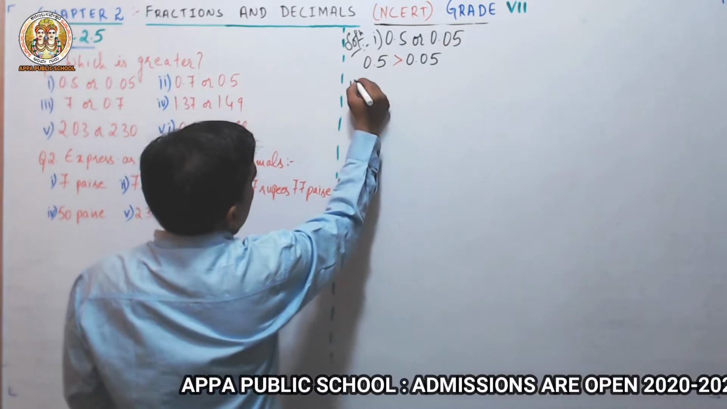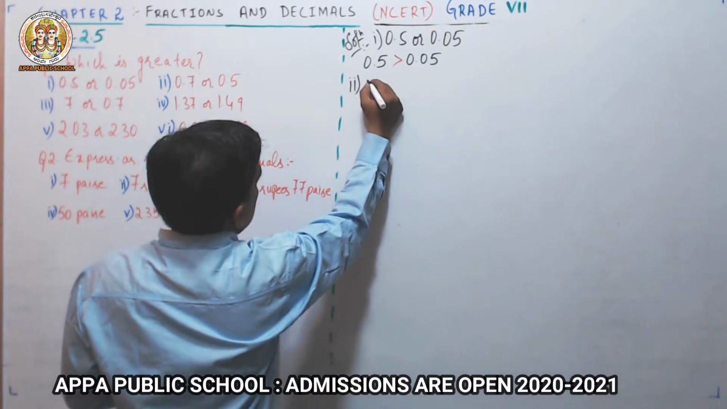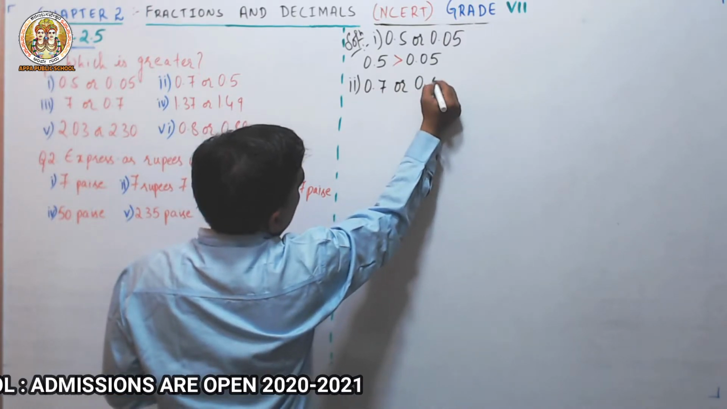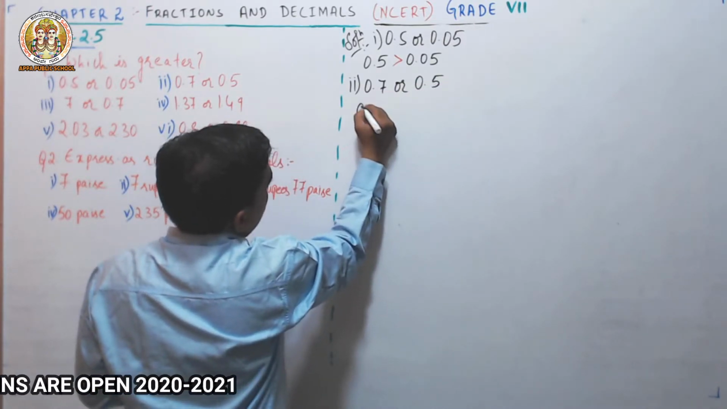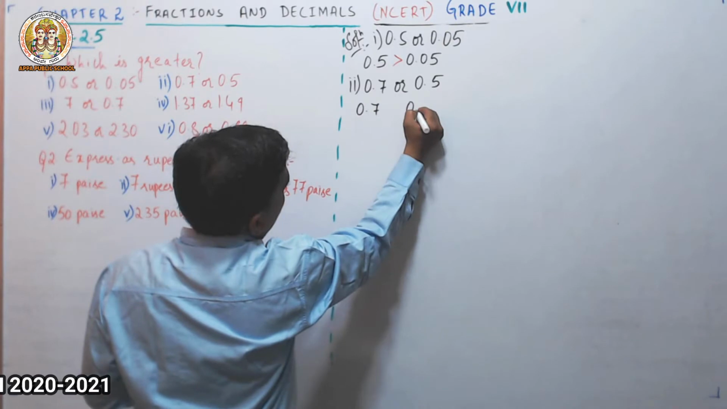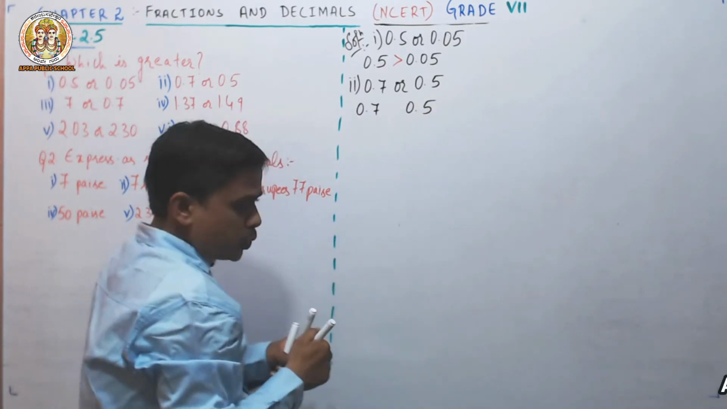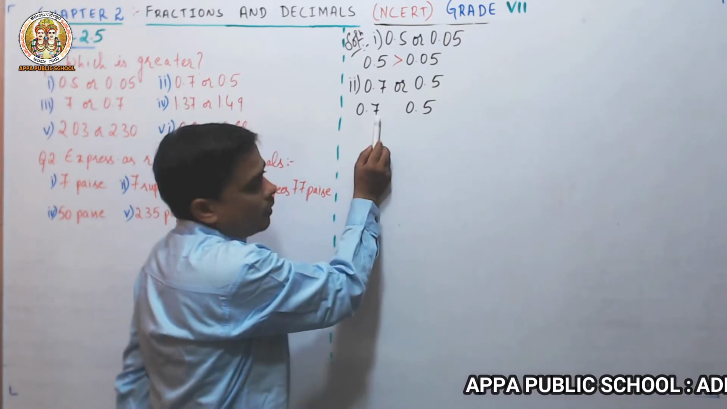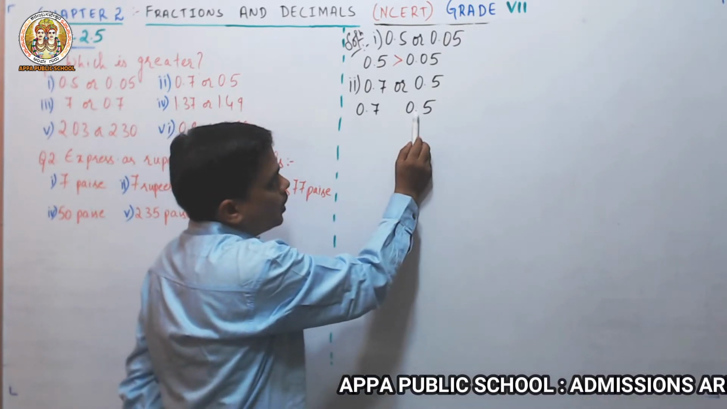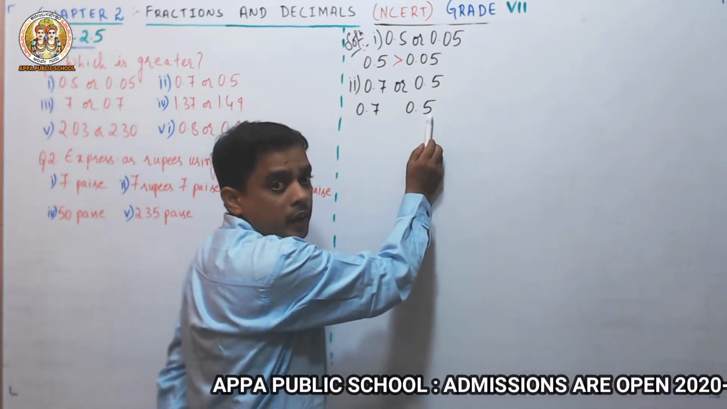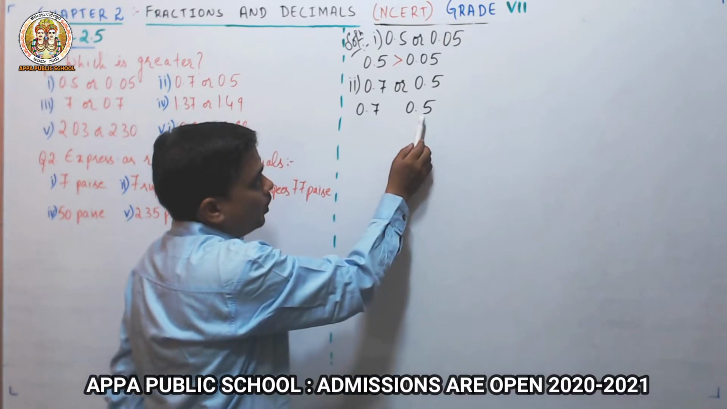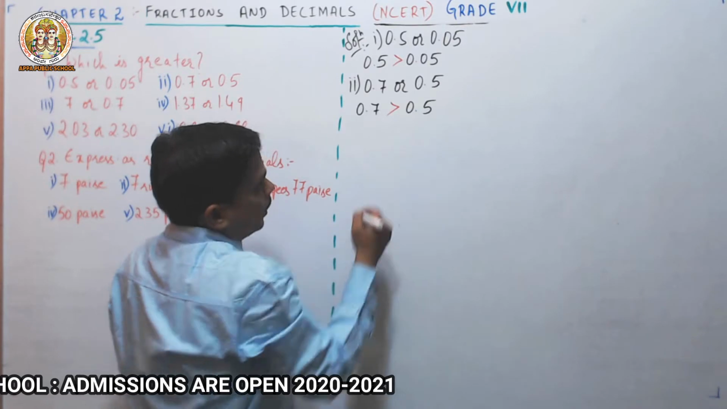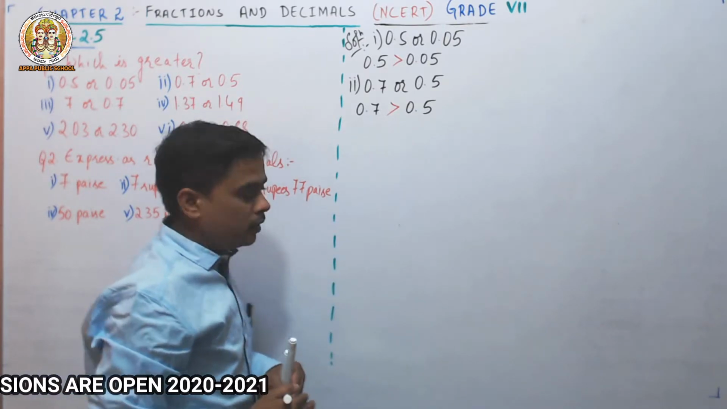Second bit. What is the second bit? The question is 0.7 or 0.5. Here you have to write which one is greater. After the decimal point I have 7 here and 5 here. Which one will be greater, 7 or 5? 7 is greater. Therefore 0.7 is greater than 0.5.